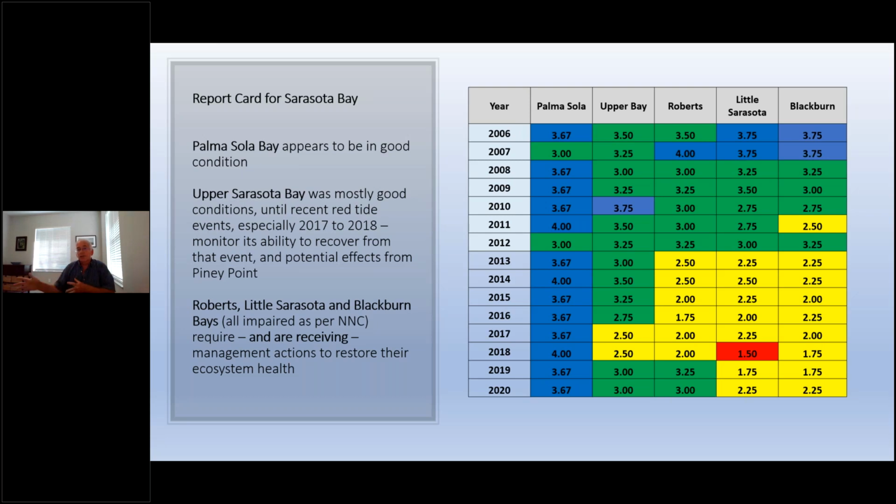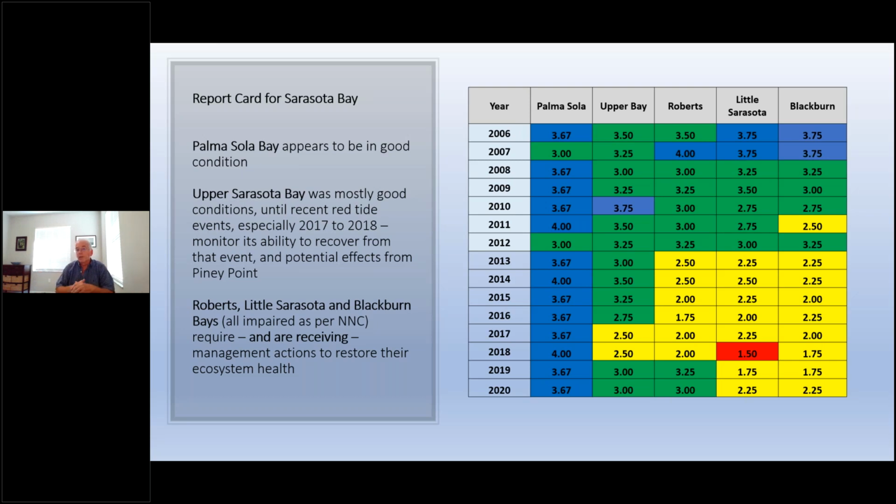So if you look across that reference period, 2006 to 2012, the bay was doing good in all parts of the bay. It wasn't driven by one part of the bay doing well. This bay was healthier, 2006 to 2012. The blues and the greens represent the higher scores. Palma Sola Bay continues to do well.